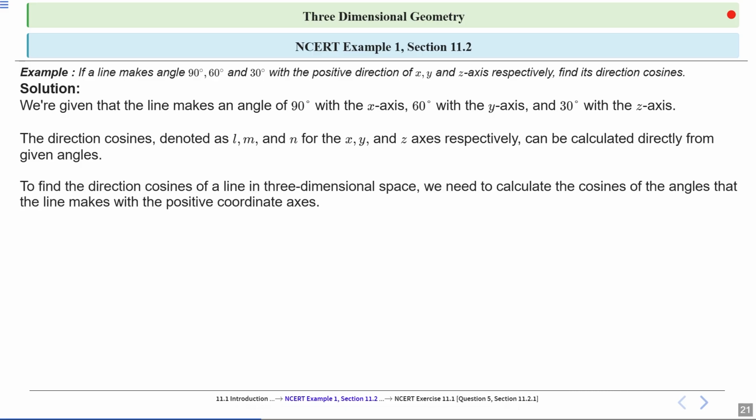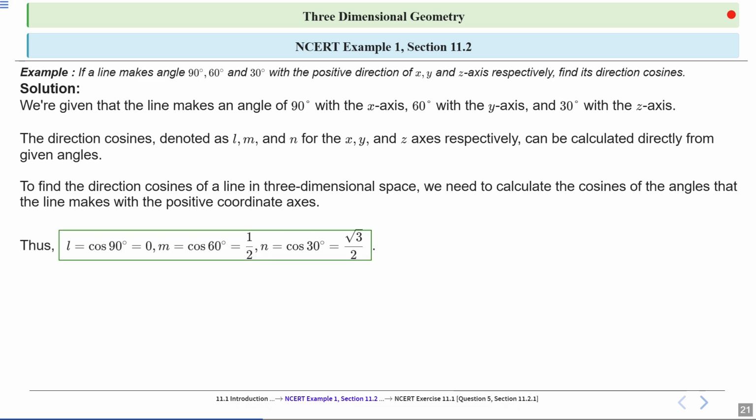To find the direction cosines, we simply take the cosine of each angle that the line makes with the coordinate axis. So we will calculate here cos 90 degrees, cos 60 degrees and cos 30 degrees. Thus, L equals cos 90 degree equals 0, M equals cos 60 degree equals 1 by 2, N equals cos 30 degree equals root 3 divided by 2.